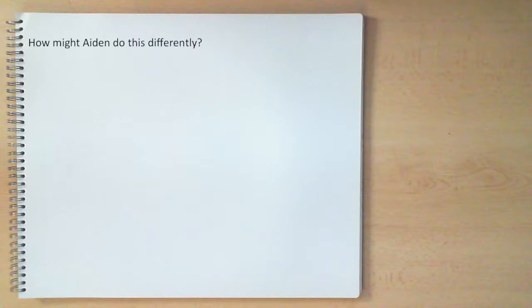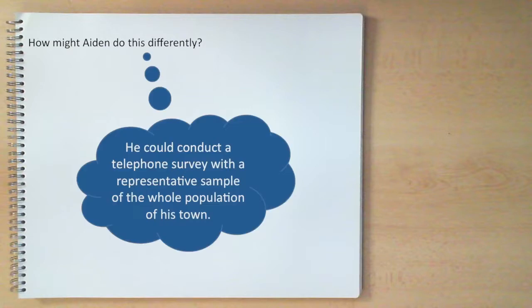Well, one way to do this is to conduct a different type of survey. Rather than doing it face to face and standing in the one place, you could do it as a telephone survey. This way you can take a representative sample of the whole population of the town. So we seek to reduce sample bias by ensuring we get representative samples from the whole of a population.